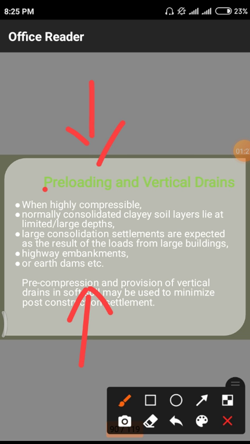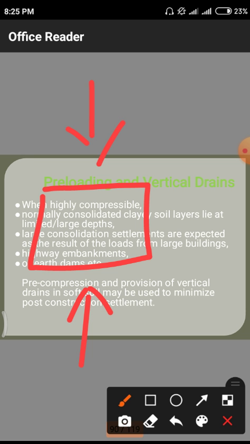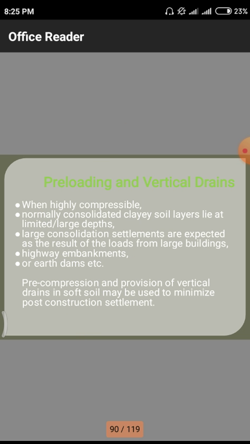Normally we apply a compressive load on a particular concrete cube, and the same principle applies here to dewatering the particular structures. Whatever water is present in the structure will also be removed due to these preloading techniques up to some levels. Next one, normally consolidated clay soils are at a limited or large depth.